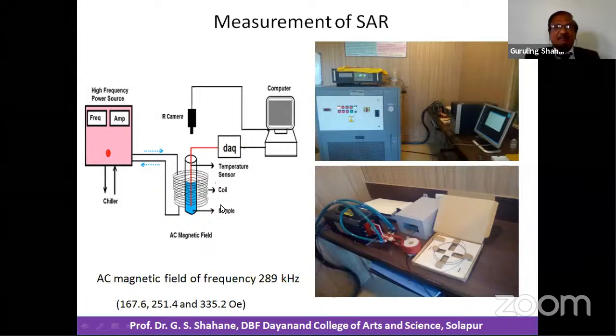This is the experimental setup for the measurement of SAR, a schematic diagram and the actual experimental setup. This is the sample holder, which is placed in a coil to which we are going to apply AC current. This is a high AC current generator. When that current flows through the coil, a strong magnetic field is produced, and the sample is placed in it. Its temperature is sensed with the help of a temperature sensor and DAC system, which is attached to a computer. There is a provision to adjust the frequency as well as the magnetic field strength.